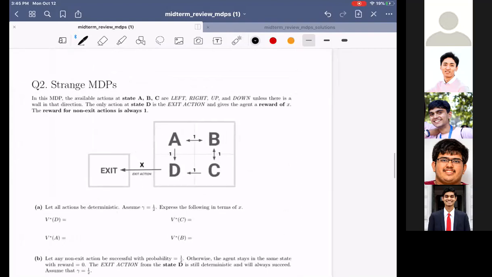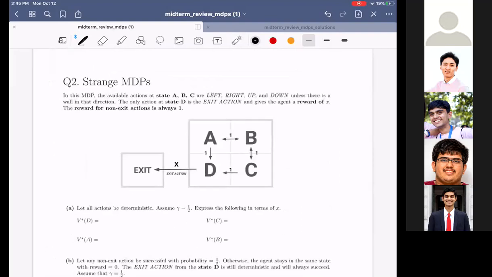So this is another MDP, and you can imagine that you have Pac-Man or someone in here. You have these 4 states, A, B, C, and D. At state D, you can only exit. From any other state, going to a non-exit state gives you a reward of 1. And from D, exiting gives you a reward of X. The first thing we're going to do is assume a discount factor of 1/2 and express the following only in terms of X.